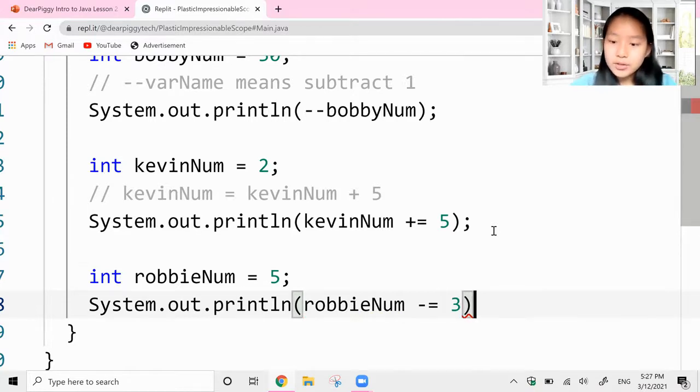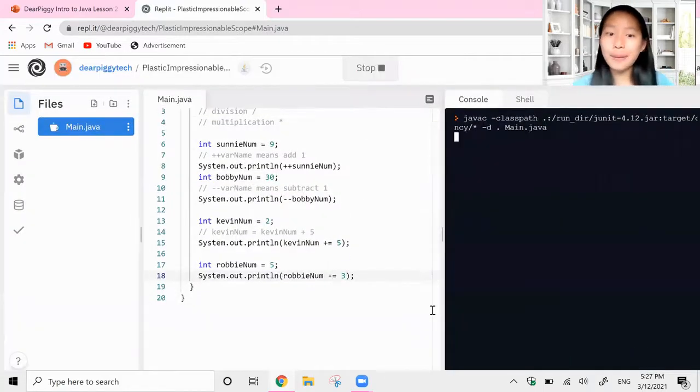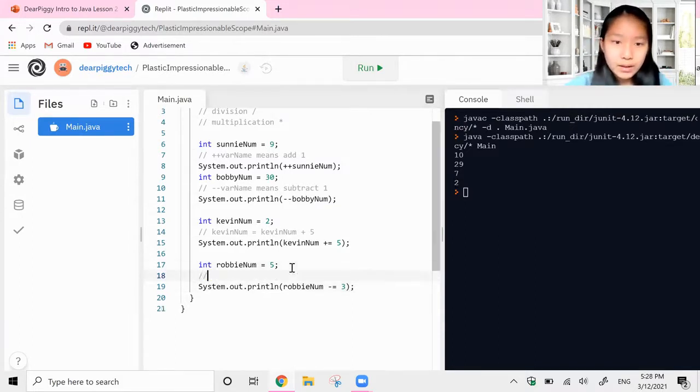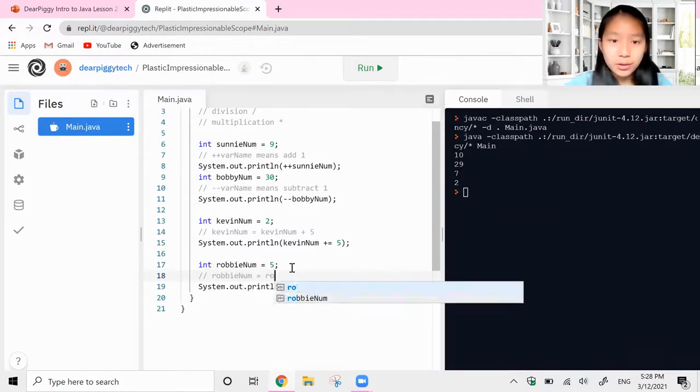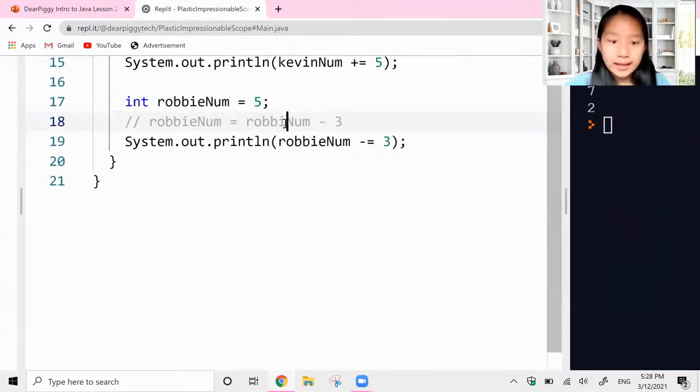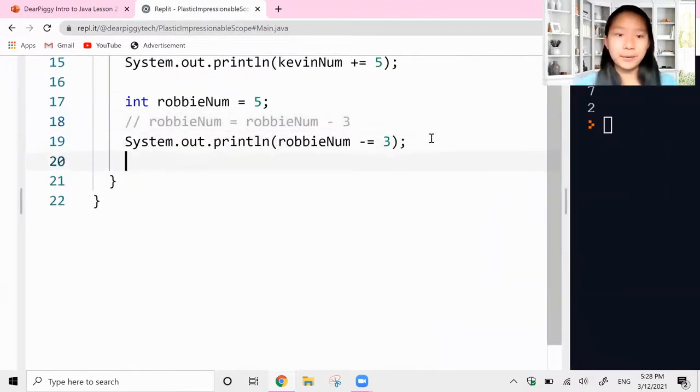Minus equals 3. So since we know that plus equals 5 would be 2 equals 2 plus 5, then if we did 3 and a minus, wouldn't this give us 5 minus 3? Maybe, just maybe, right? And you'll see that, yes, indeed, it does give us 2. Because in this case, Robbie num is equal to Robbie num minus 3. So essentially, this is what we're getting at here. I think we've gotten the hang of it just a little bit.